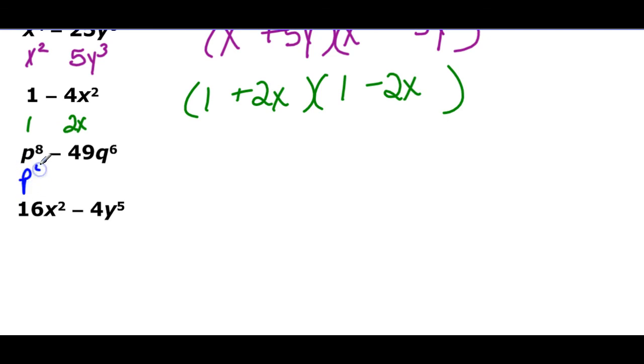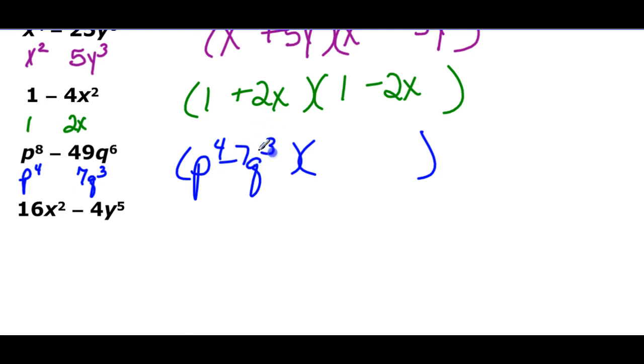Square root is p to the 4th. Perfect square, yes. 7q to the 3rd. Put your two parentheses, subtraction sign in the middle. p to the 4th minus 7q to the 3rd. p to the 4th plus 7q to the 3rd. You'll notice that I switched those that time. Doesn't make any difference. Just wanted you to see that.